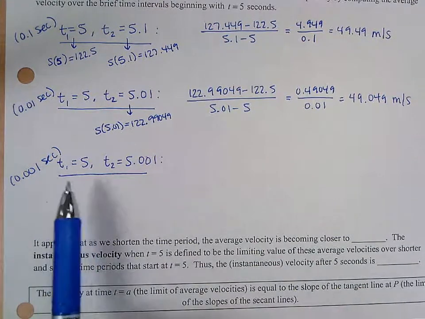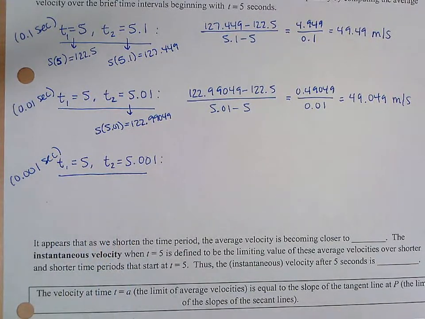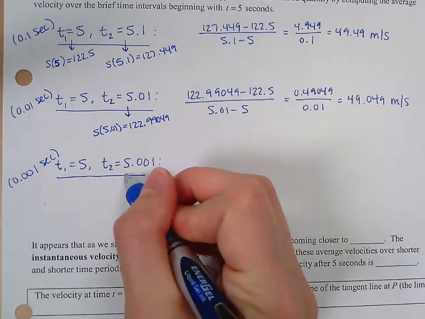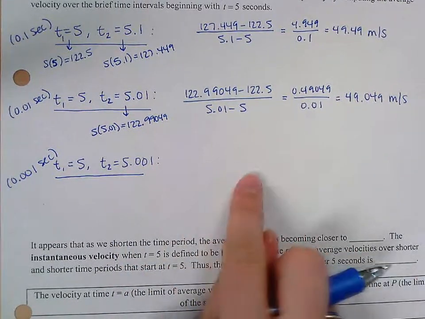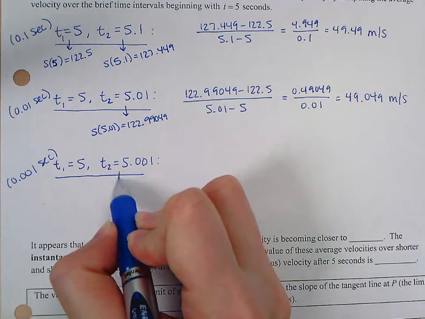So again, I already know my position at 5. I need my position at 5.001. So 4.9 times 5.001 squared. I'm just going to write this as part of my calculation here. So I am calculating this.